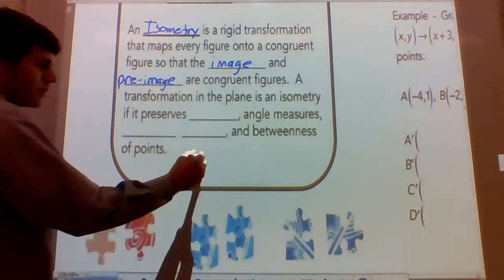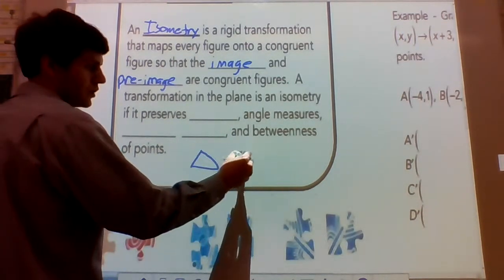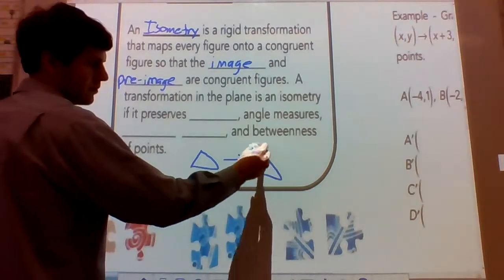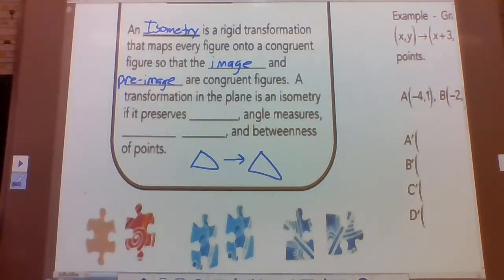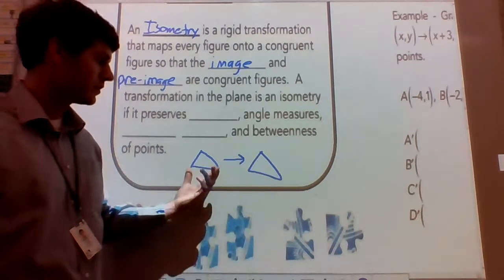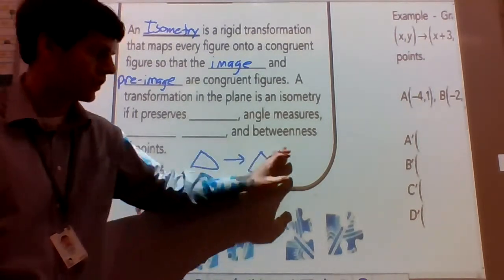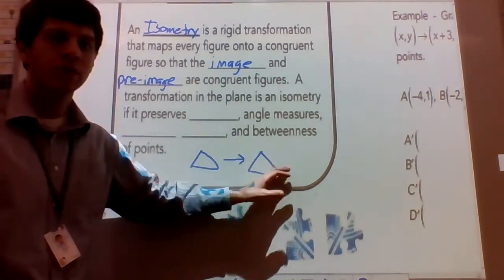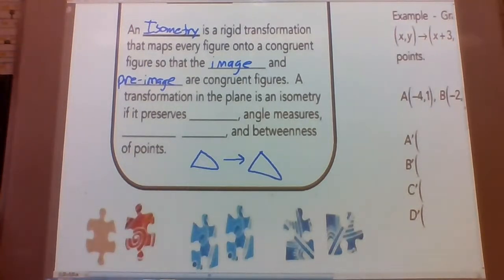So if we have a triangle and we shift it over to the left, it's going to be isometric because it's still the same size and shape. All we've done is translated it over. We've just shifted it over, changed nothing else. We haven't changed the size or shape.